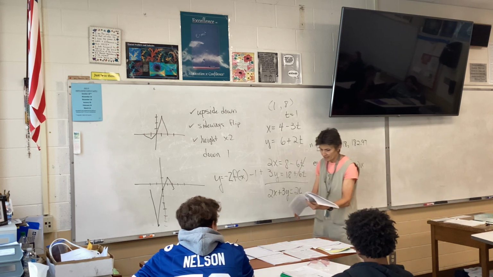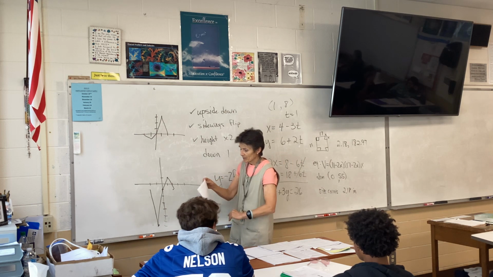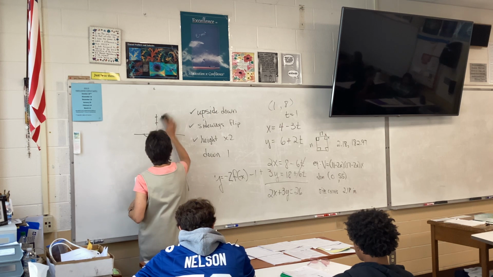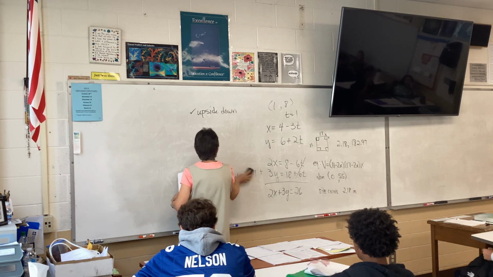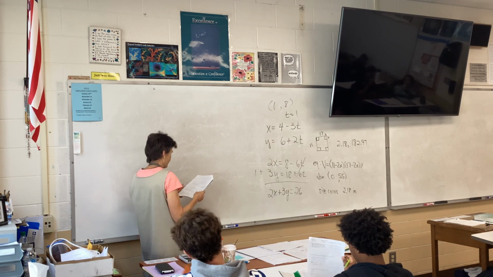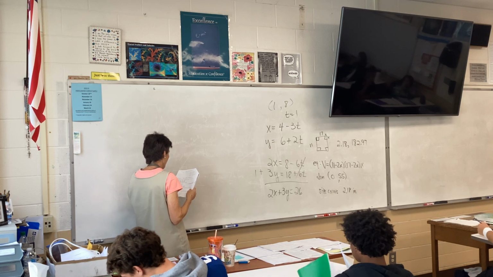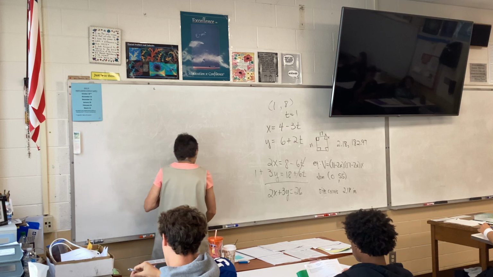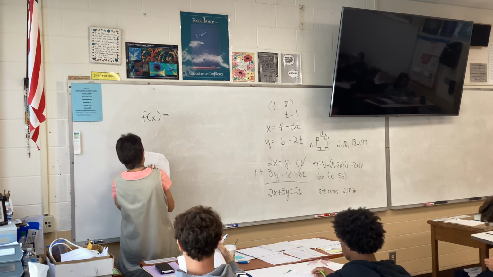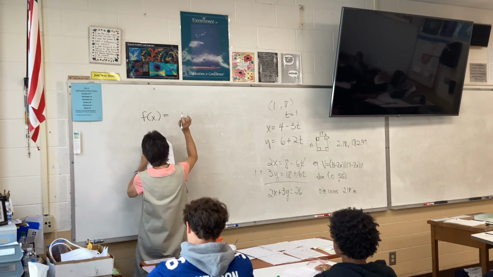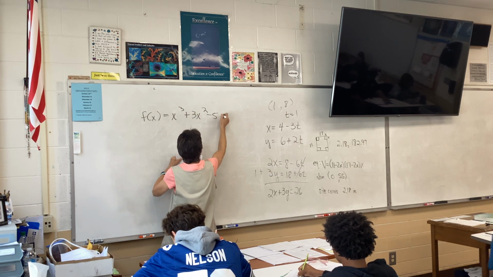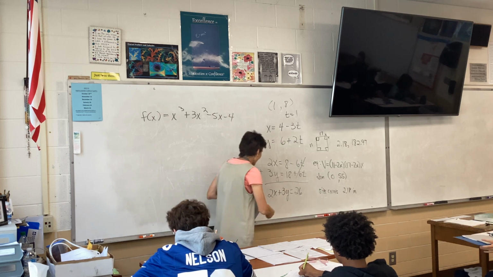As you have noticed, I omitted a problem in the homework. Yes. So in the 2.4 homework, number 5 has no equations. So you need to add on the 2.4 homework, number 5: x cubed plus 3x squared minus 5x minus 4. So write that down.